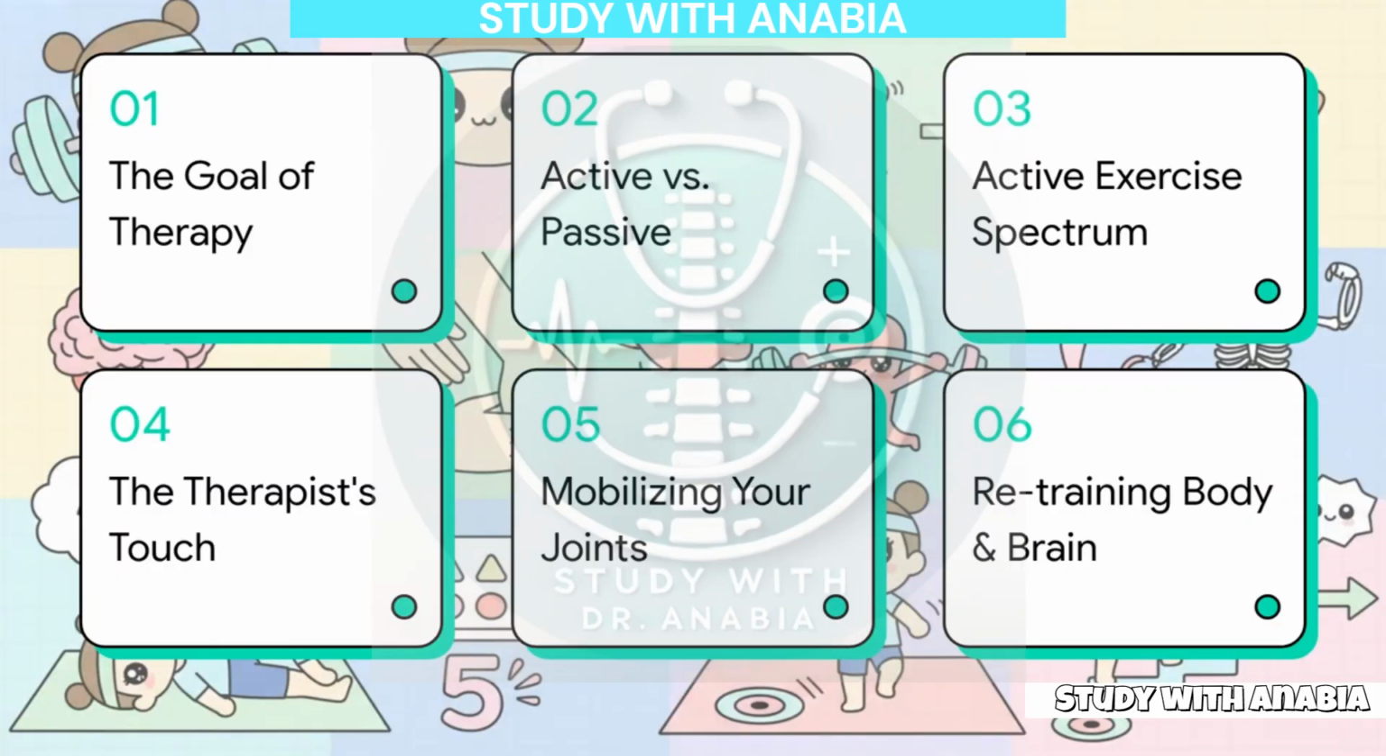Okay, so here's the plan for our journey today. First, we'll tackle the why behind all this. Then, we'll get into the two main types of movement, active versus passive. After that, we'll look at the different stages of active exercise, check out some hands-on therapist techniques, and finally see how it all comes together to retrain both the body and the brain.